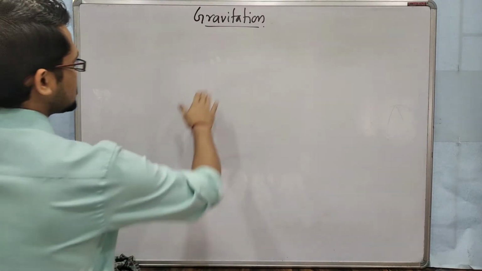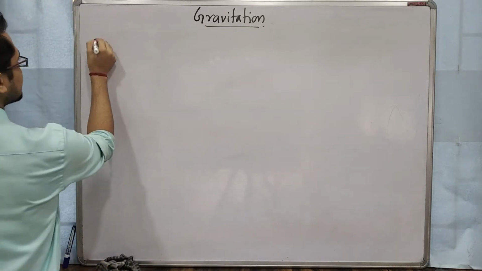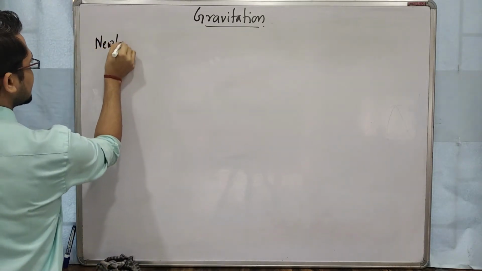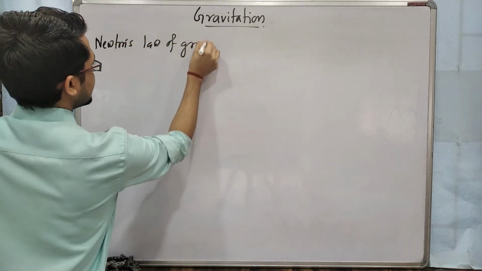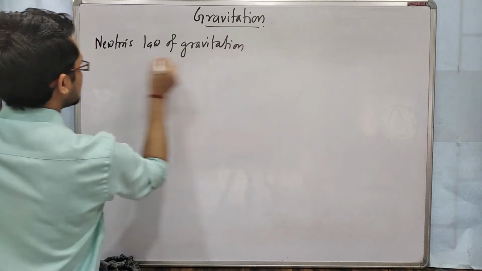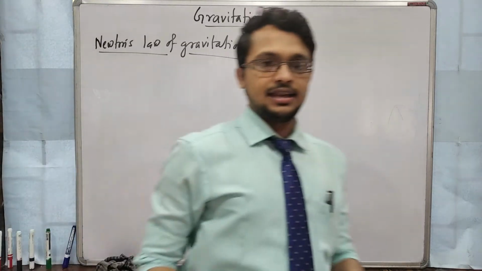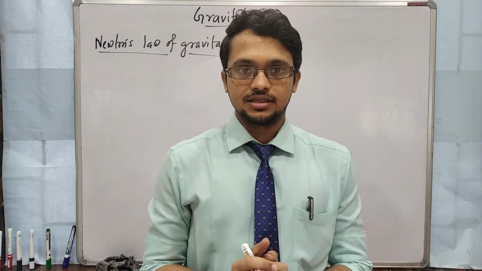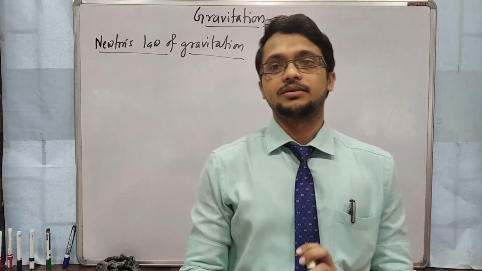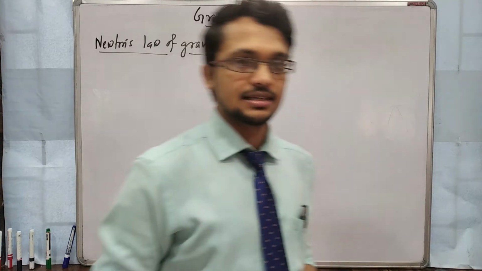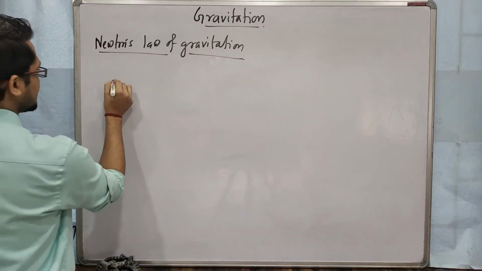So first I am coming to the gravitational law in general, that is Newton's law of gravitation. Here the scientist Newton told that any two objects in the universe will attract each other due to their mass, and that is the attractive force F.